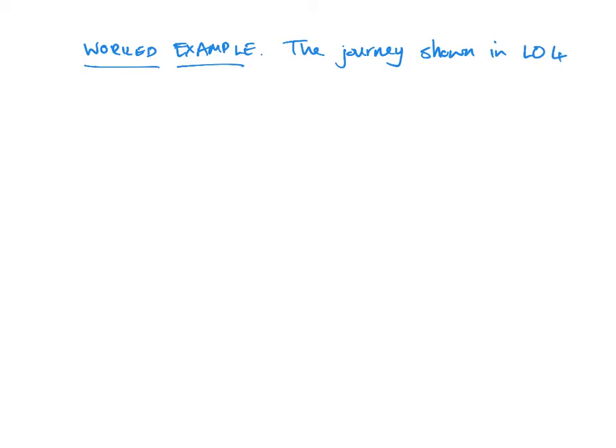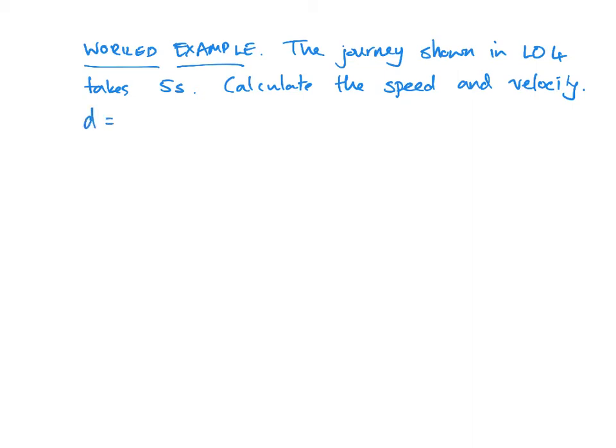So the journey shown in LO4, learning outcome 4, takes 5 seconds. Calculate the speed and velocity. Okay, so from learning outcome 4, we had that the distance was 7 meters and the displacement, right, so we're now using a symbol s, was 5 meters, bearing, was it 127? Somebody's got it right in front of them. And from this question, we are told that the time is 5 seconds.